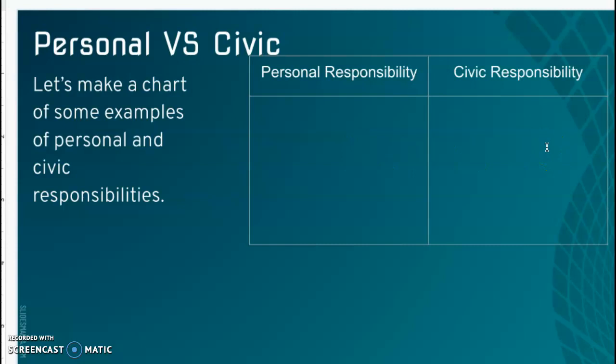Then we said civic responsibilities. What are some civic responsibilities? An example of civic responsibility would be voting. Voting is something that helps our whole community. Another example is picking up litter in the park. That's a civic responsibility. Now, if you're just cleaning your house, that's a personal responsibility. But if you are out in the community cleaning up, then that is a civic responsibility.